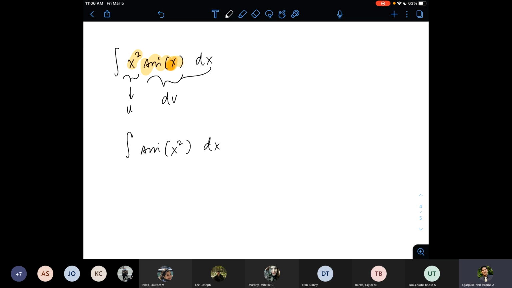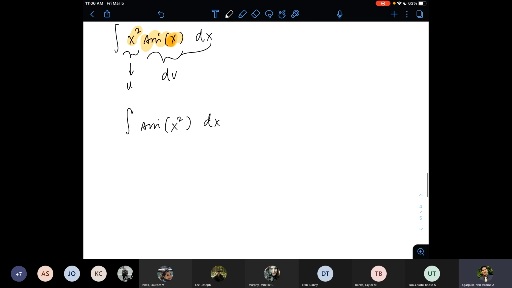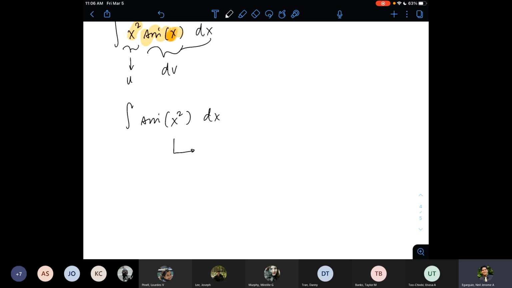Integration by parts. I'm not sure if integration by parts will work here. Maybe we can take a look at it. So your only choice is to take u to be equal to sine of x squared, because you cannot choose that to be your dv because you are required to integrate it. So our dv will be lonely dx. And then here we'll have du equals 2x cosine of x squared dx. And then v is equal to x.